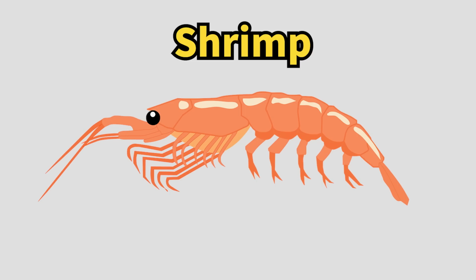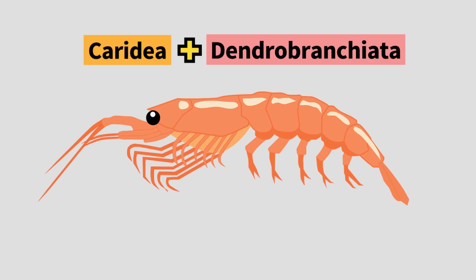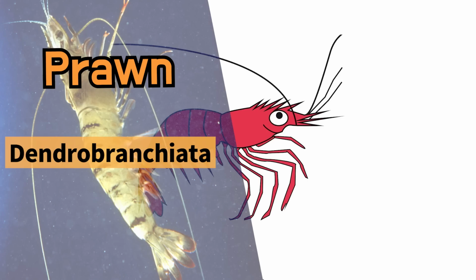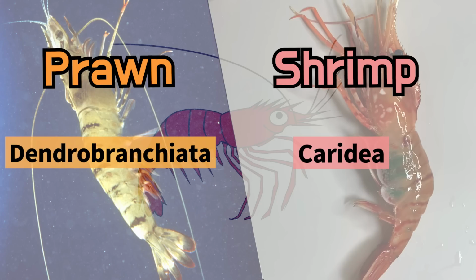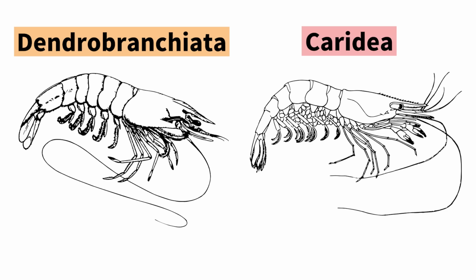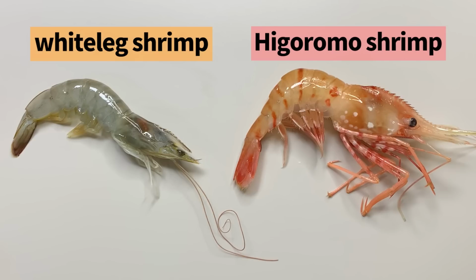Simply put, the creatures we call shrimp are actually two different taxonomic groups. In English, prawn refers to Dendrobranchiata and shrimp to Caridea. Wondering about the differences? Let's compare the shrimp of the suborder Dendrobranchiata and the shrimp of the suborder Caridea by examining a whiteleg shrimp and a Higoromo shrimp.